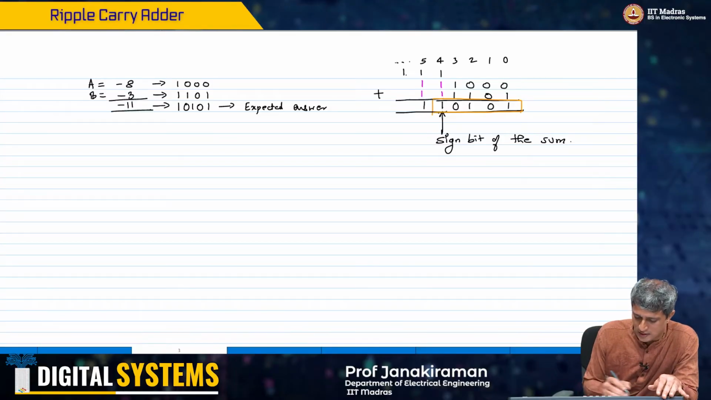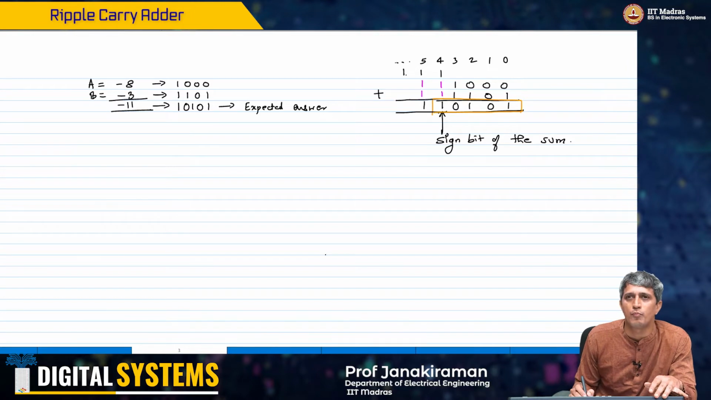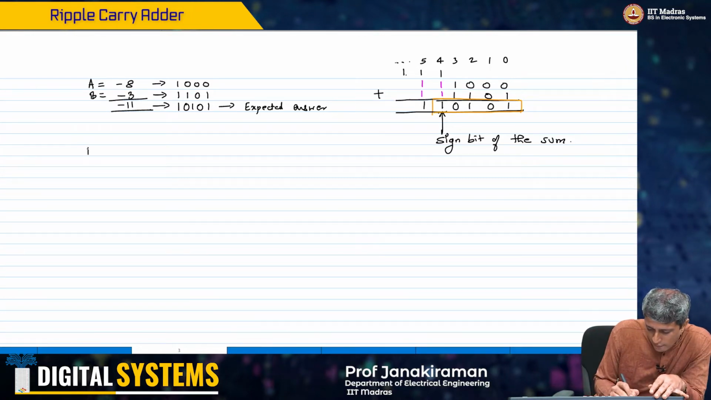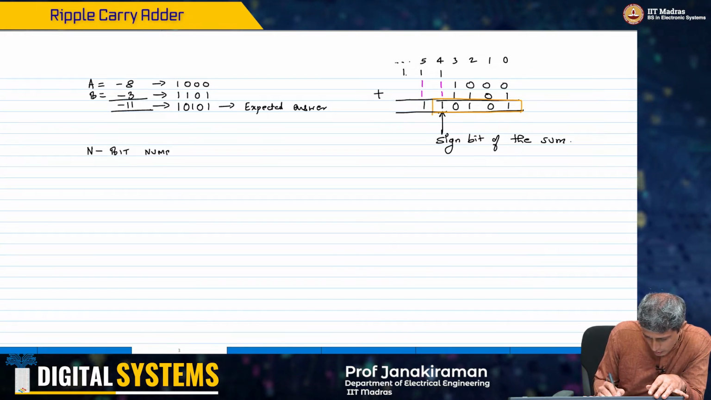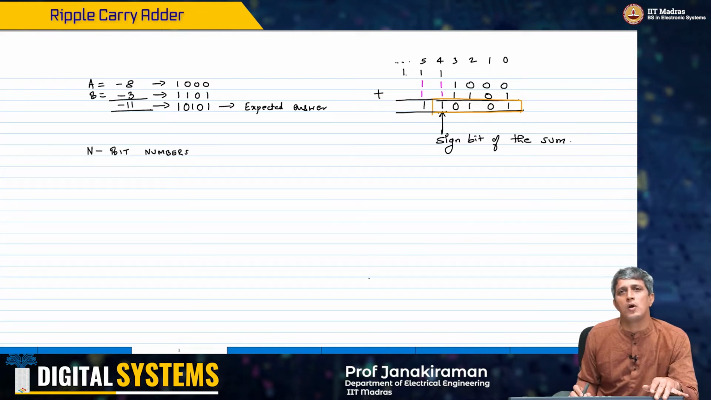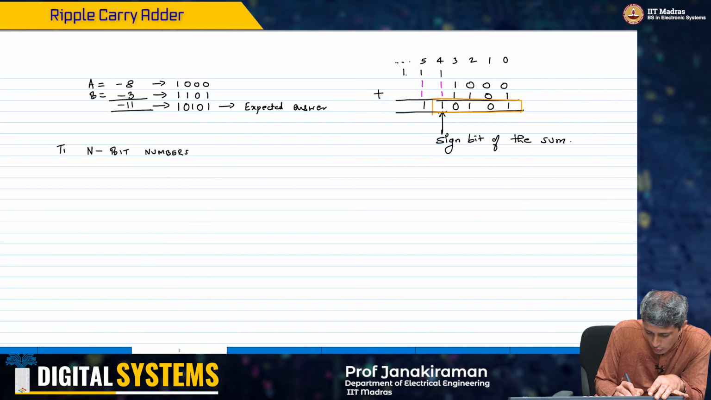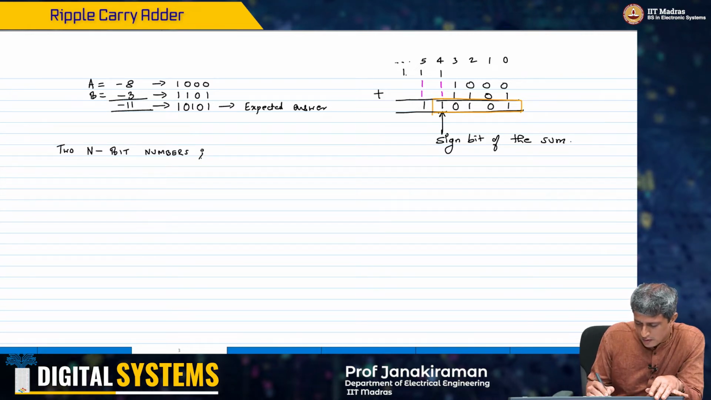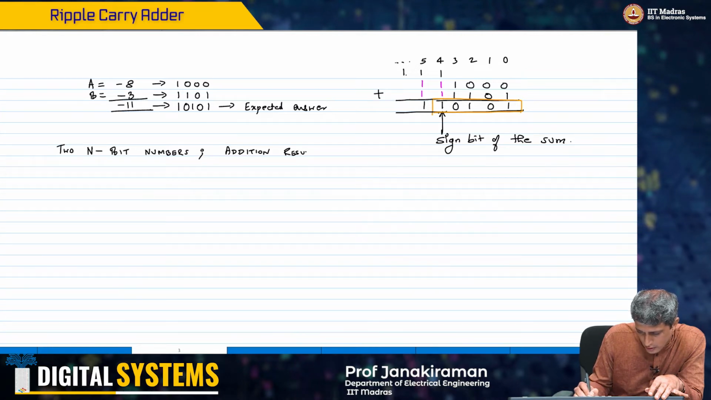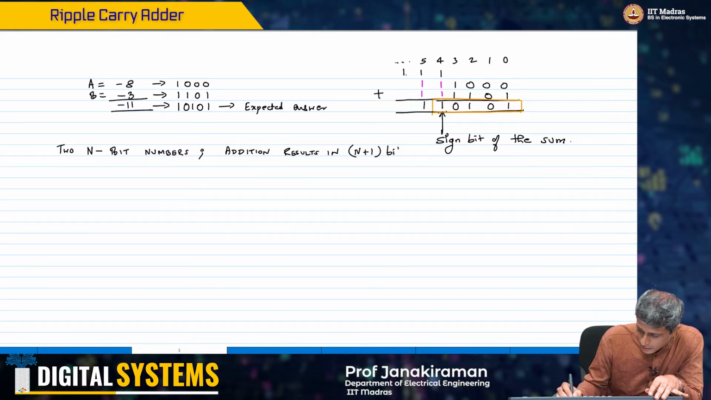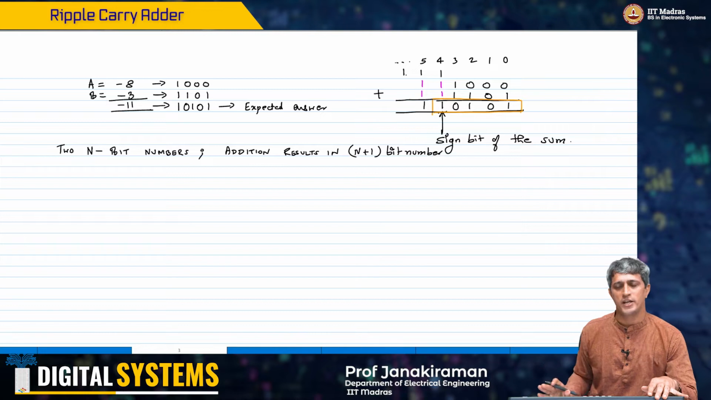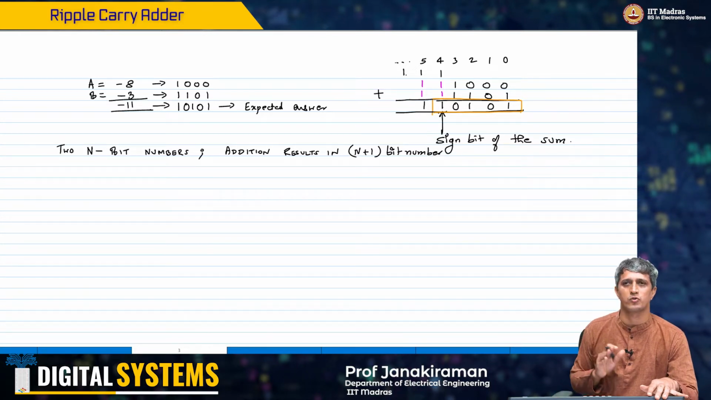So let us look at this particular circuit and see how we can implement it. If you have n-bit numbers and you want to add two n-bit numbers, the addition results in an n plus 1 bit number. This is the fundamental thing. So the sum will always be n plus 1 bits.